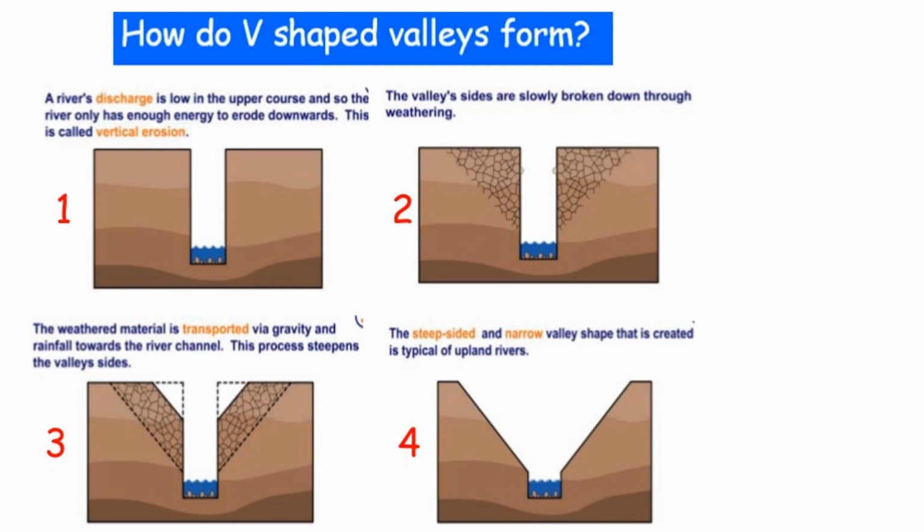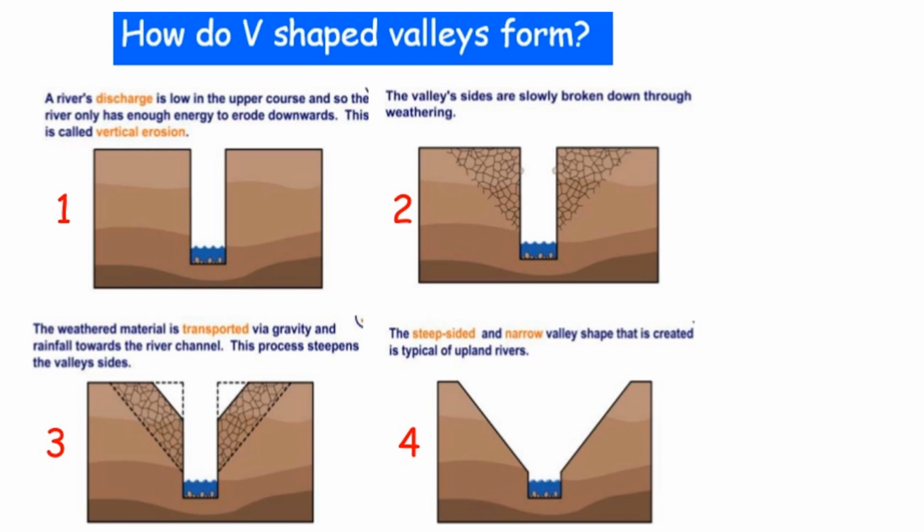So stage 1, the river's discharge is low in the upper course, so the river only has enough energy to erode downwards. This is called vertical erosion. Now vertical erosion is just the direction in which it's moving, so it can be included in hydraulic action and abrasion. Stage 2, the valley sides are slowly broken down through weathering.